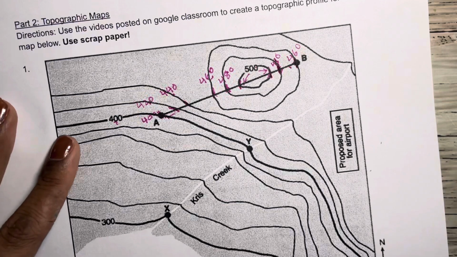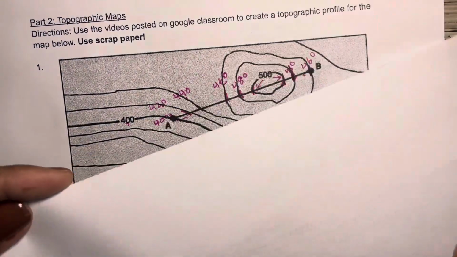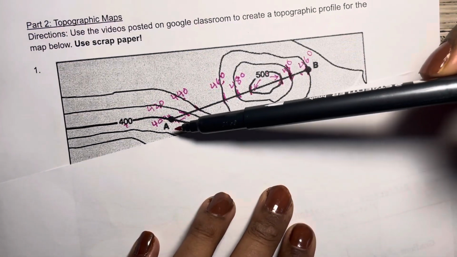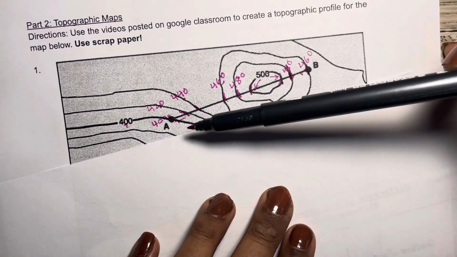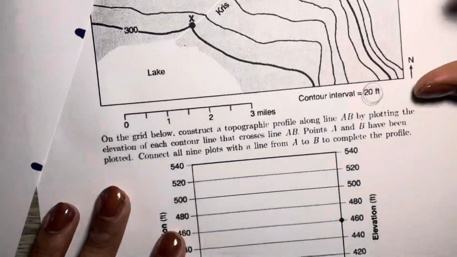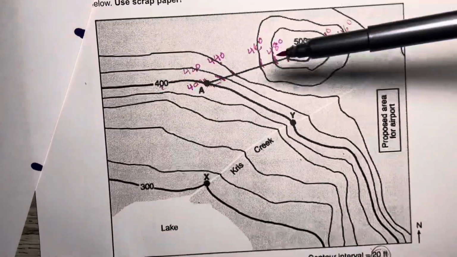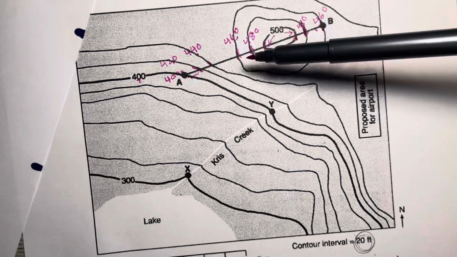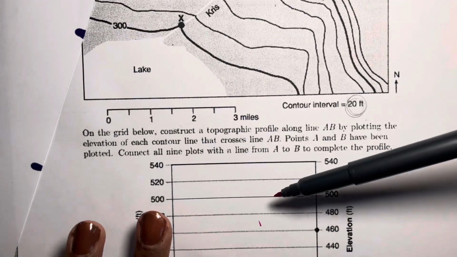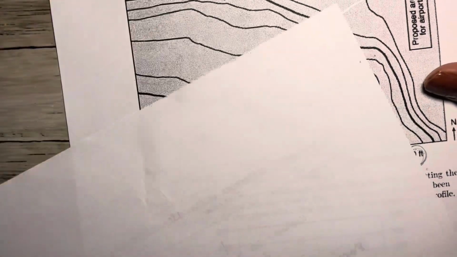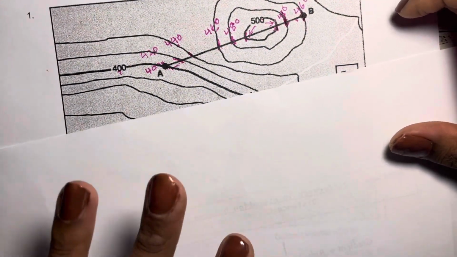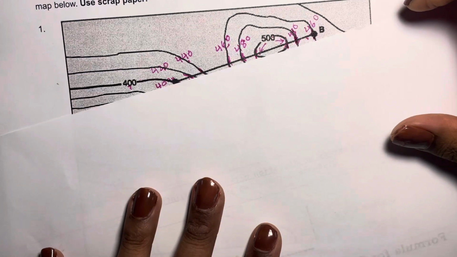So to do that, I'm going to need scrap paper. On the scrap paper, I'm going to mark the elevation of every single contour line and their locations in place, because the side view profile that I'm making has to be spaced out exactly the same as this map. So I can't skip the scrap paper part, because the scrap paper will enable me to make sure that both are spaced out the same way.